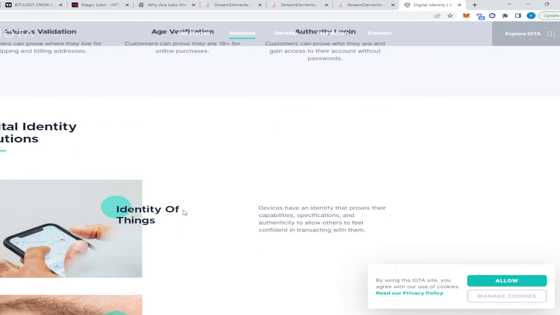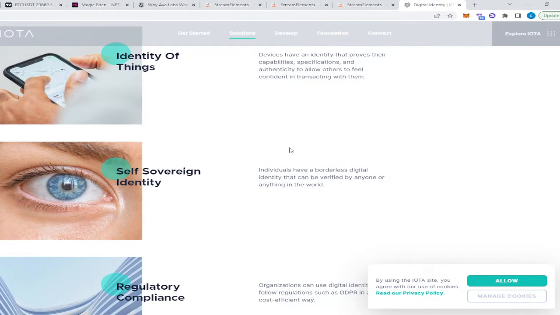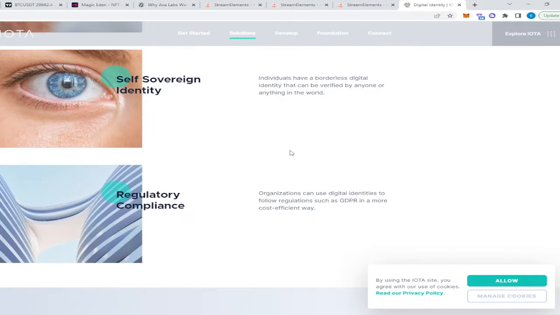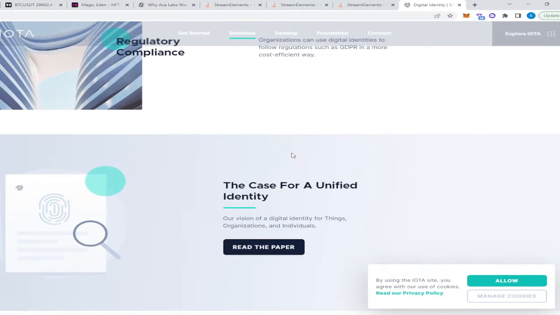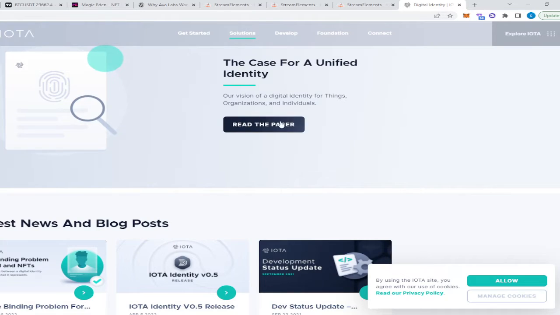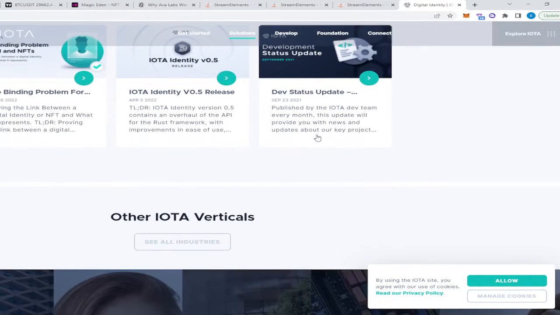This is what they call IoT, the identity of things. Devices have an identity that proves their capability, specifications, and authenticity to allow users to feel confident in transacting with them. Individuals have a borderless digital identity that can be verified by anyone or anything in the world. Organizations can use digital identities to follow regulations such as GDPR in a more cost-efficient way. Click here to read the paper for a case for a unified identity, etc.